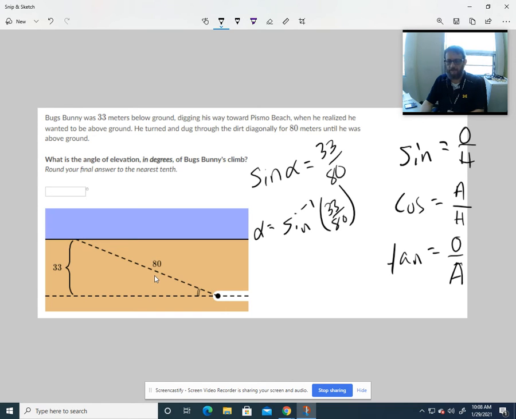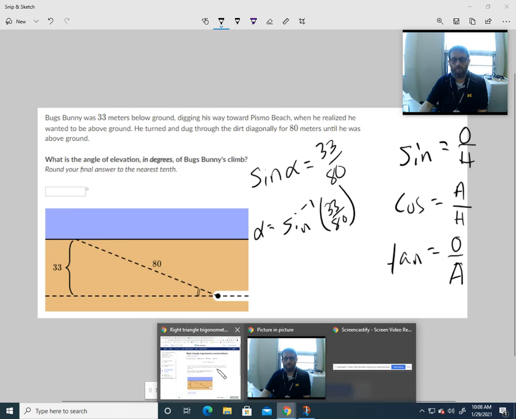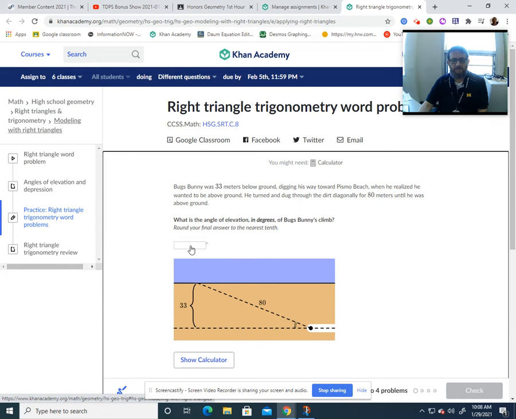On your calculator, you're going to hit the second button, and then there should be a sine inverse. If you're using a calculator, it's literally written on the calculator. If you're using your phone, you type in 33 divided by 80, and when you hit second, the sine button will change into the sine inverse button. So I'm going to take the sine inverse of that, and I get 24.36. Rounded to the nearest tenth, I got 24.4.